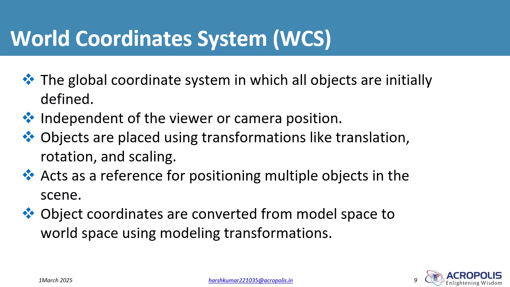Coming over to the World Coordinate System (WCS). The global coordinate system is the one in which all objects are initially defined. Every object can be defined under this, and it is unique for all the objects. Independent of the viewer or camera position, objects are placed using transformations like translation, rotation, and scaling. It acts as a reference for positioning multiple objects in the scene. Object coordinates are converted from model space to world space using modeling transformations.